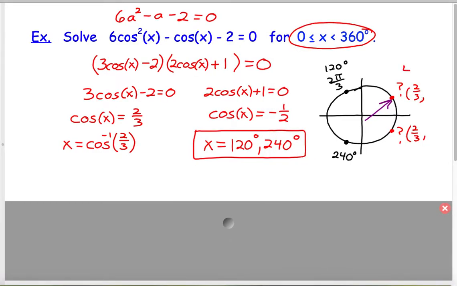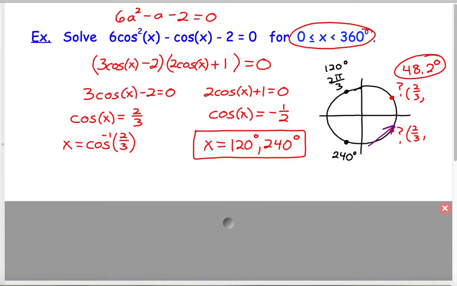So this is 48.2 degrees. So let's move my arrow. What's this one down here? Well, if this point is 48.2 degrees up from 0, then this one's going to be 48.2 degrees down from 0, or down from 360. So if I subtract 48.2 from 360 degrees, that'll give me this angle.